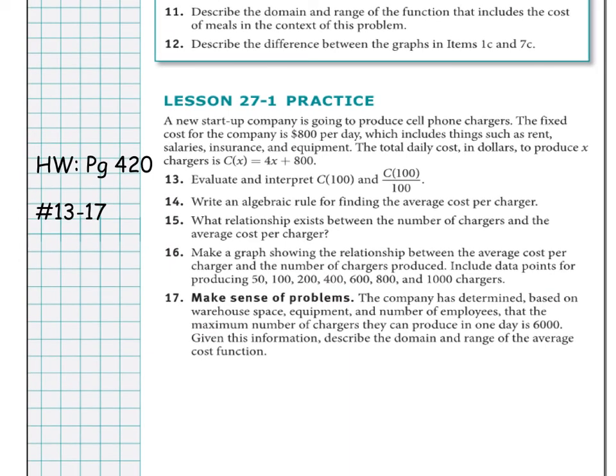Okay, for some practice problems, on page 420 here, just a hint, they kind of give you a situation. A new startup company is producing cell phone chargers. The fixed cost is $800 per day. Okay, and then the total daily cost to produce X chargers is given by this 4X plus 800. Okay, so that's just telling you how much it costs the company to produce X chargers. Okay, so when they want you to find C of 100, they want you to find the total cost to produce 100 chargers. So all you're going to do is plug in the 100 for X, and it's going to give you some value, and that's going to again be the total cost to produce 100 chargers.